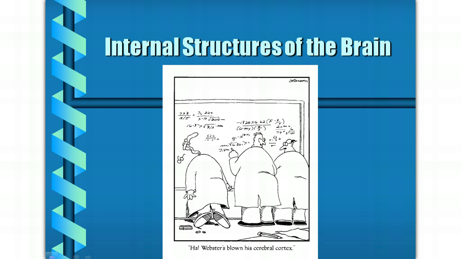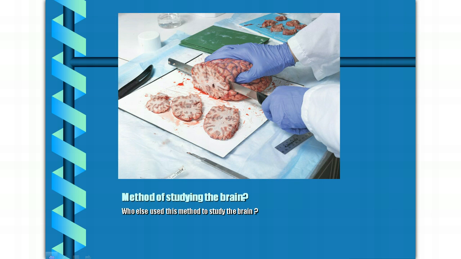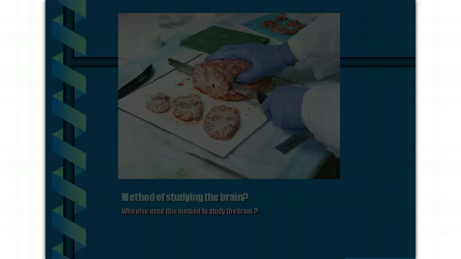All right, quick. What method of studying the brain is this, and who else used this method to study the brain? Pause. And yes, it is dissection, and it is Lashley who did the original mapping of a rat's brain by cutting off 1/10 of the brain.